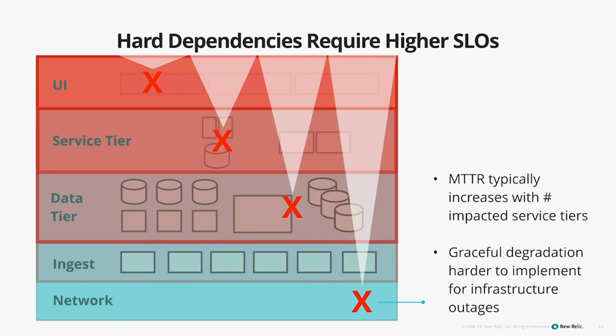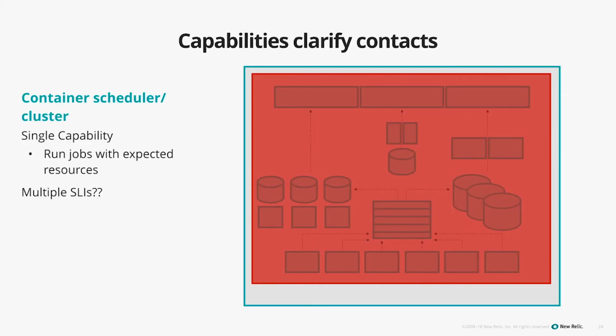If the network tier goes down, that's going to be our worst case scenario. That means pretty much everything else is going to need some recovery time before the system is back online. And usually systems don't come back the instant a dependency recovers. So MTTR, mean time to resolution, increases for each level of the stack. It's also going to be much harder for us to implement graceful degradation scenarios against hard infrastructure outages. So this is why investing in reliability at the infrastructure layers and setting correspondingly higher SLOs is one of the best things we can do for the overall health of our platform.